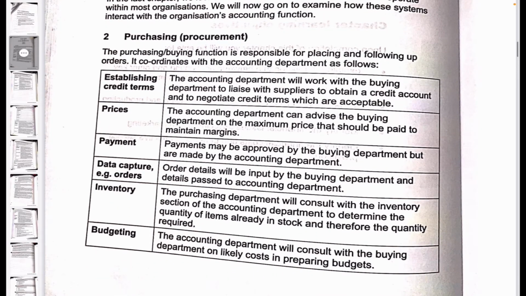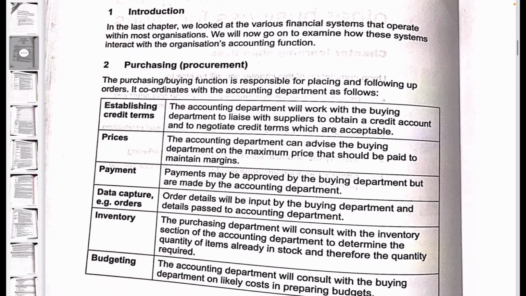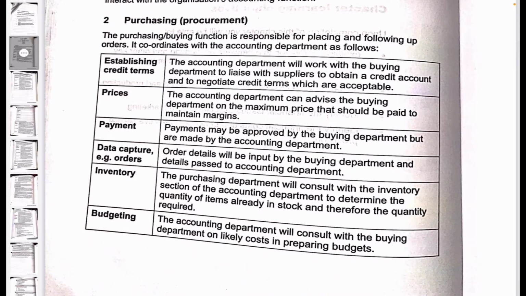So first we come to purchasing or procurement. The purchasing department is the department which buys the raw material, which places orders for the materials required for the business to function. The purchasing or buying function is responsible for placing and following up orders. It coordinates with the accounting department as follows.